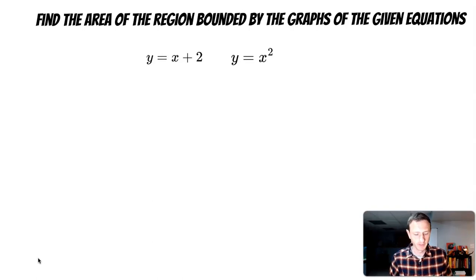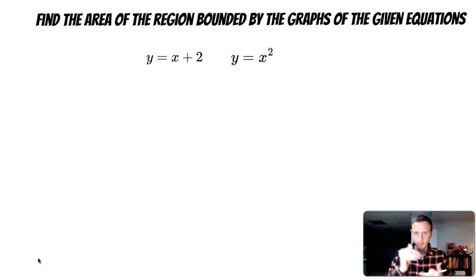In this example, I want to take a look at the area of the region bounded by the graphs of the given equations. And we have the equation y equals x plus 2, y equals x squared. So there's a couple things that we got to take care of before we really jump into the calculus side of things. First thing we need to take care of is figuring out where do these two graphs intersect one another? Like what are my limitations of integration?